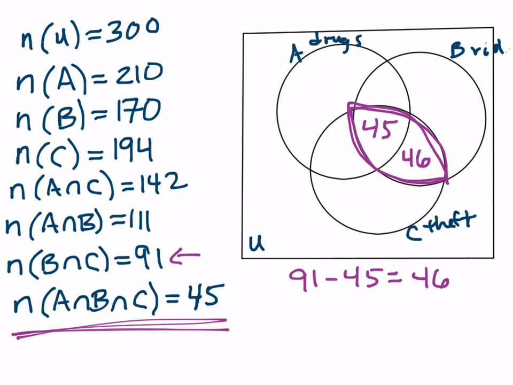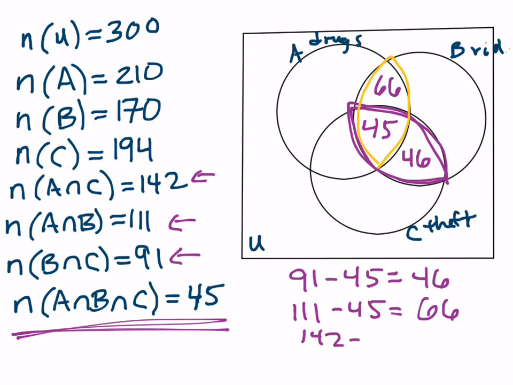And then subtraction is the way to go for some of these others as well. So 111 people in the intersection of A and B. That's these two regions. So subtract the 45, and that's 66. And then the intersection of A and C is 142. That's here. Subtract 45, and you get 97.